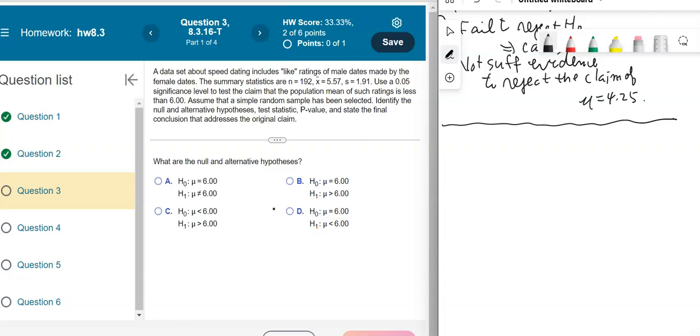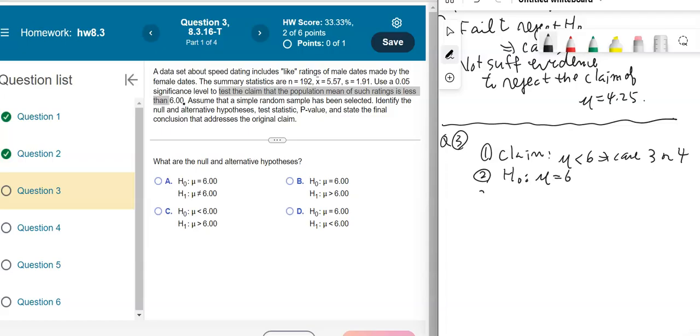Okay, this is question number 3. Always look for the claim. The test claim is that population mean is less than 6. So number 1, claim is population mean is less than 6. So this is case 3 or 4. Null is always equal. Alternative hypothesis is same as the claim. So this is left tail.